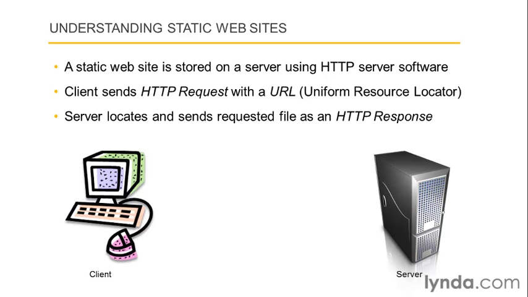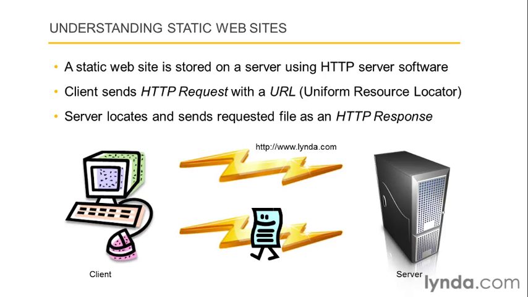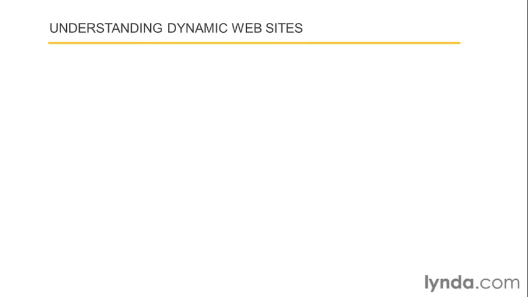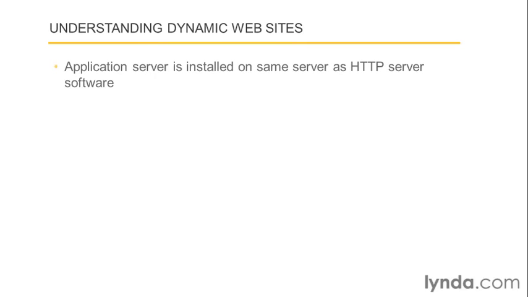The client sends the request to the server. The request is in the form of the URL. The server finds the file and sends its content back to the client. So that's a static website. When you mix in an application server, your website becomes dynamic.